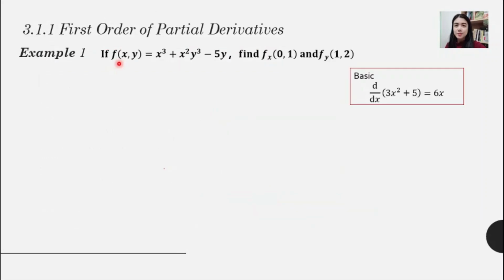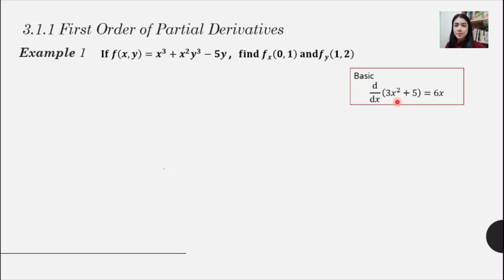Let's look at example 1. We have an example that has 2 variables. In this example, you have the variable x and the variable y, and they ask you to find fx(0, 1) and fy(1, 2). Before we go to solve this example, let's go back to the basics.